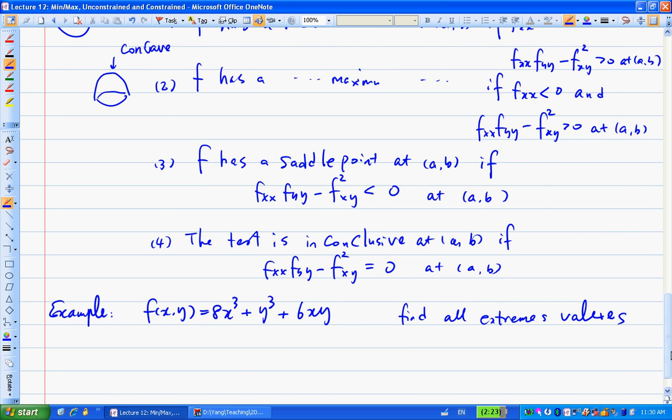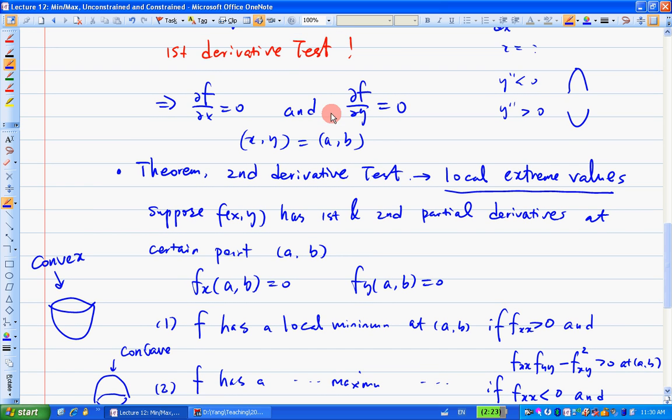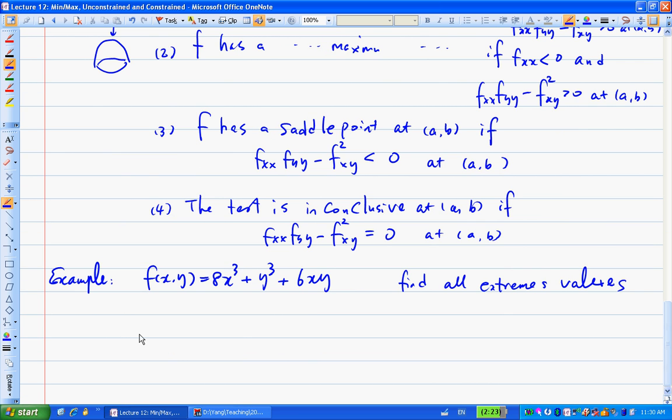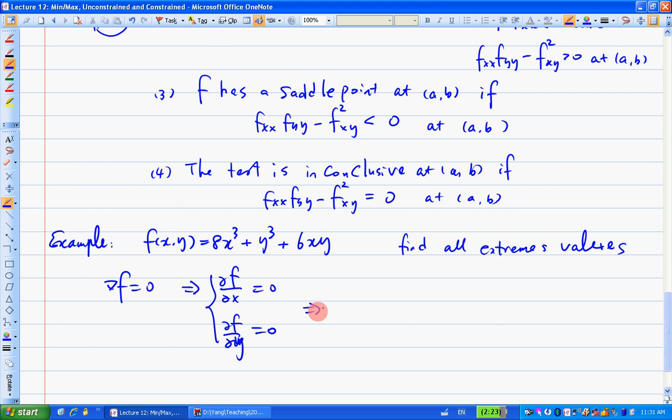So what do we do first? We first do the test to find a critical point. So the gradient of f equals 0. Partial f over partial x is 0, and partial f over partial y is 0. So what's the f_x? Taking the derivative, 24x cubed, x squared, 0, and 6y. So that's the first equation.